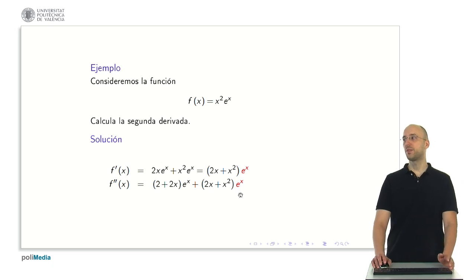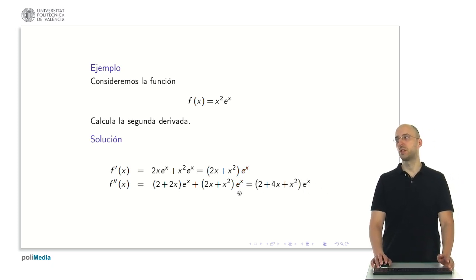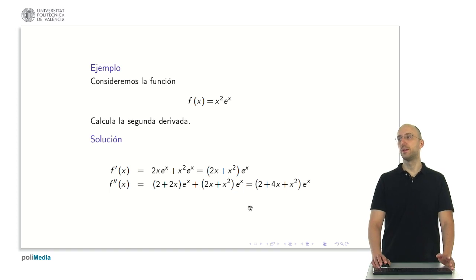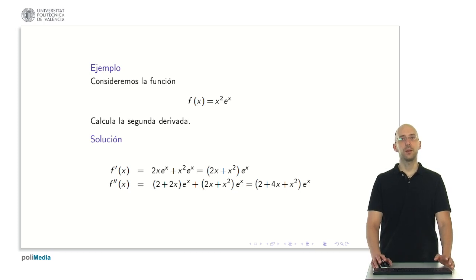Can I get the common factor again? Yes, of course. I have also simplified a little. I have left e raised to the power of x times 2 plus 4x plus x squared. It's easy to see if you take out the common factor of e raised to x. Here I have 2x, and here I have another 2x. 2x plus 2x is 4x. That's why I put this 4x here. We already have the second derivative calculated. As you can see, it is not excessively complicated to calculate successive derivatives.